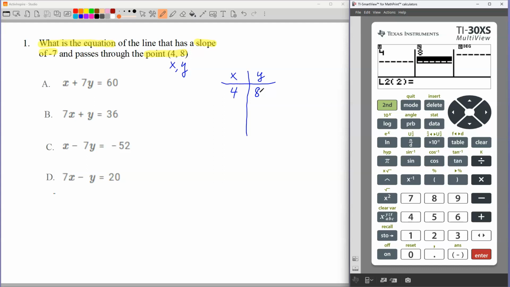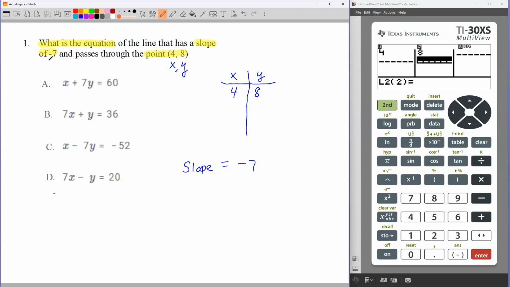That's the first step. Now the second step is you're going to need to put at least one more point in there. How do I generate another point? I'm given the slope. They don't give us 2 points, they give us the slope and a point. So what you're going to do in this situation is use the slope, which is -7, to help you. It says right here, slope -7.